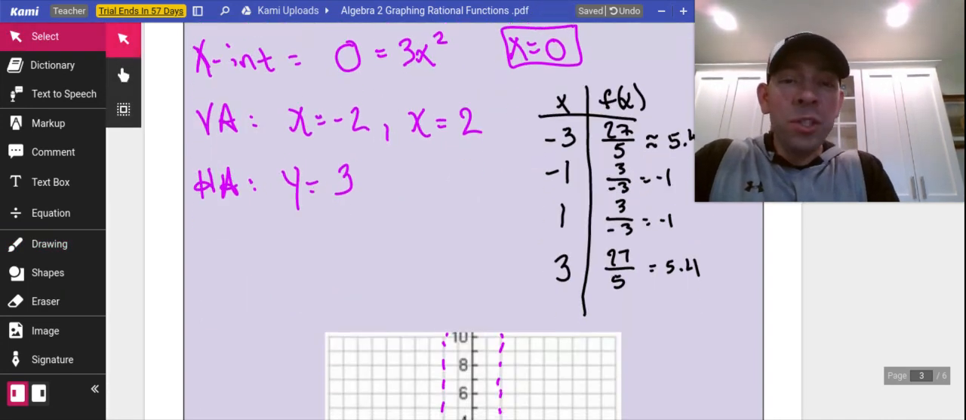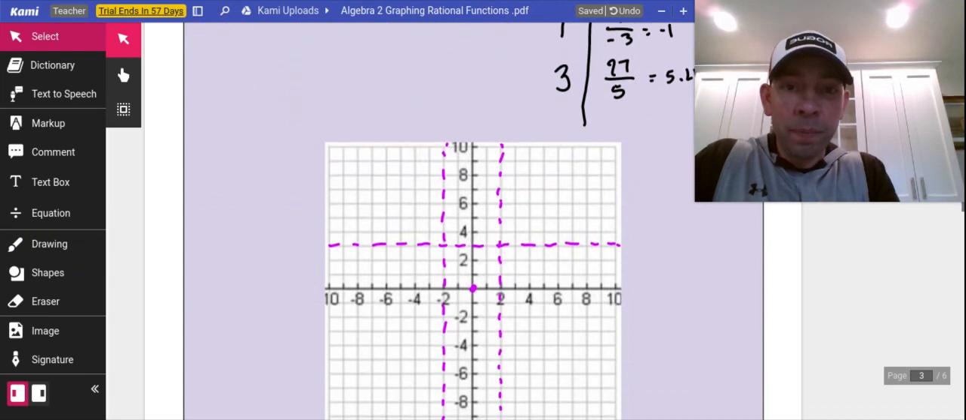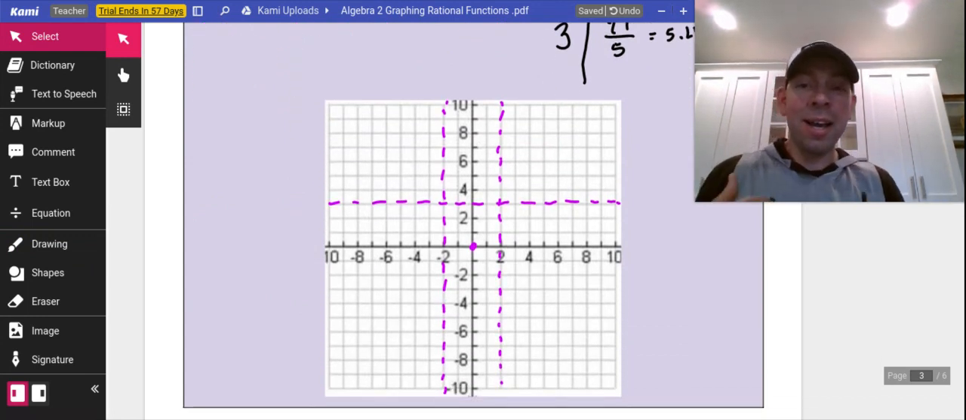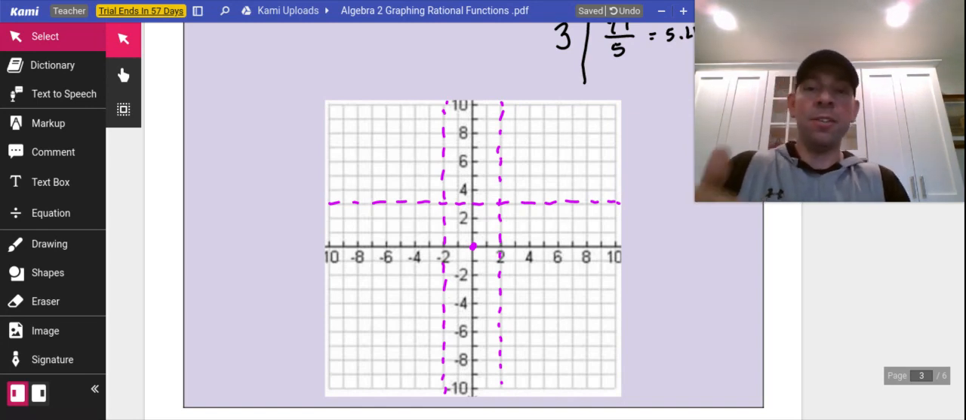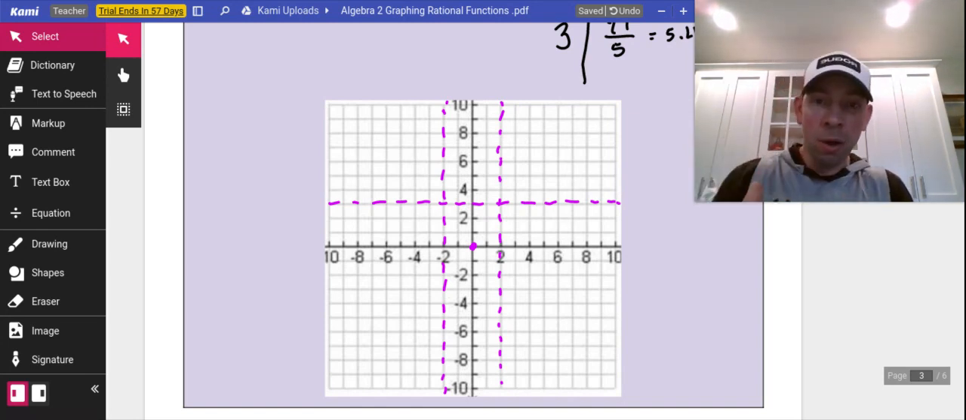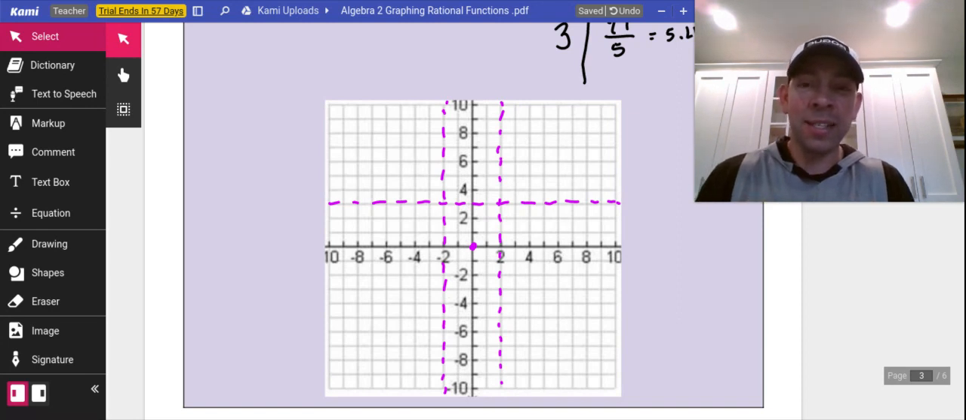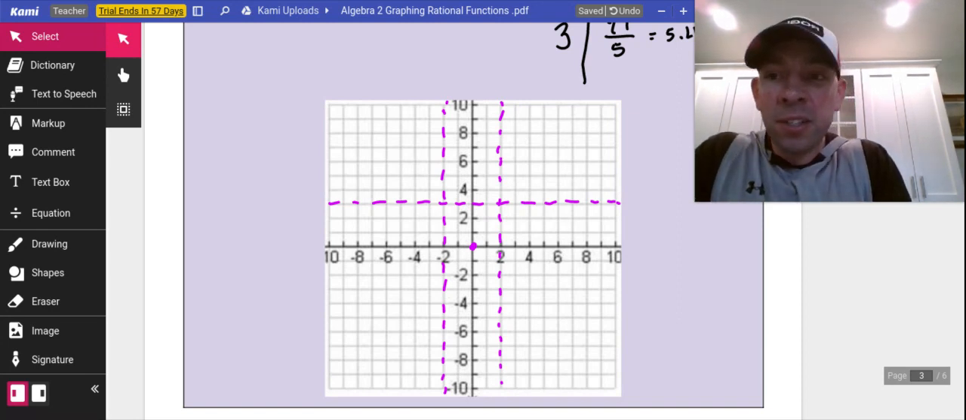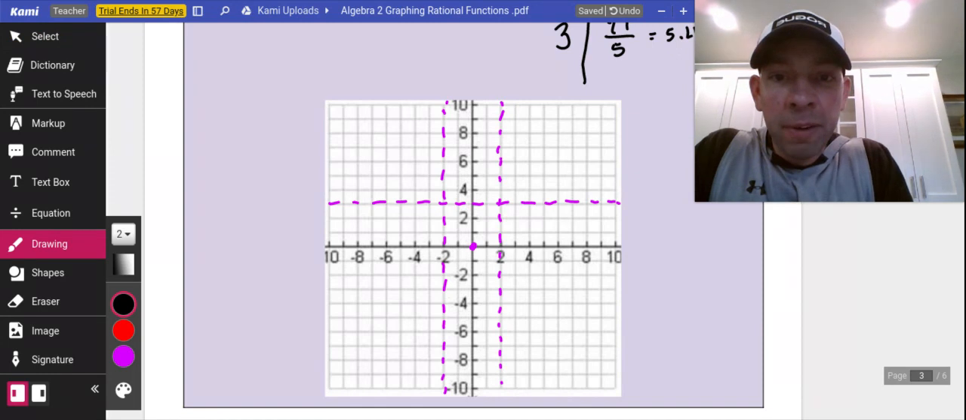And really what you're trying to do with that table of values a lot of times is be conscientious of whether that section of the graph is above or below the horizontal asymptote. That's a lot of times what you're trying to do. So in this case, negative 3 is going to be 5.4. That's going to put me in this neighborhood here. Negative 1, negative 1, 1, negative 1, and then again 3, comma 5.4.